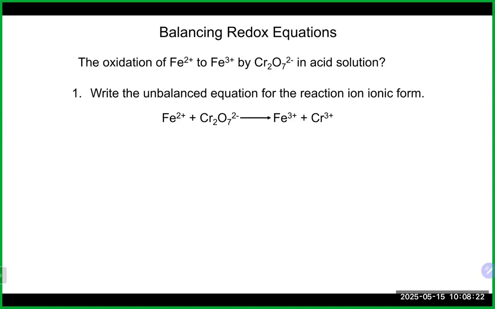So let's say we wanted to balance this guy here in acidic conditions. And by the way, the notes are up there, so they should be up on Canvas now.